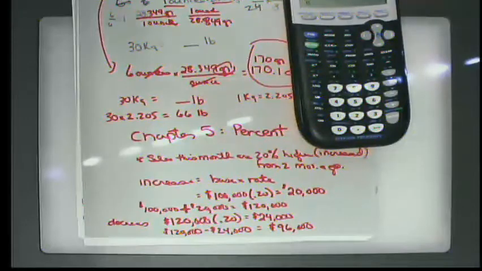So on these problems, the hardest part is reading through it and trying to determine what they mean. If you have some keywords, like increase means add, decrease means subtract. Oddly enough, when it says "of," that almost always means multiply. Good job. So 20% of $120,000 means 120,000 times 0.20.